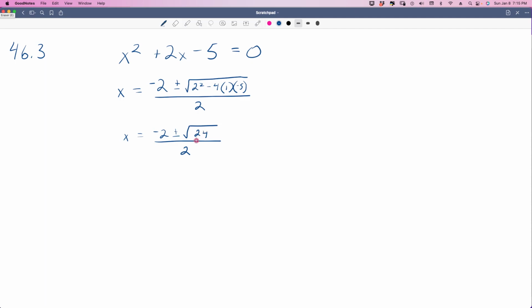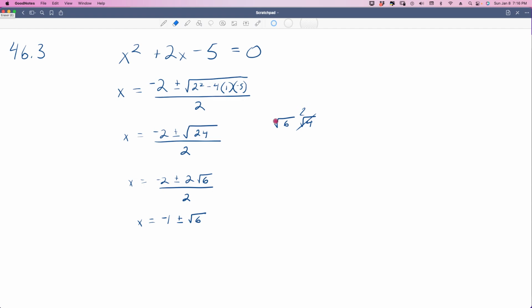We know that our factors of 24 are going to be 6 times 4. That's the only square we can pull out. So we have x is equal to negative 2 plus or minus 2 times the square root of 6 over 2. So this reduces, and x is equal to negative 1 plus or minus the square root of 6. That's it. That's what we have right here. So now we can factor this out. We're going to do our plus or minus just like we did before.